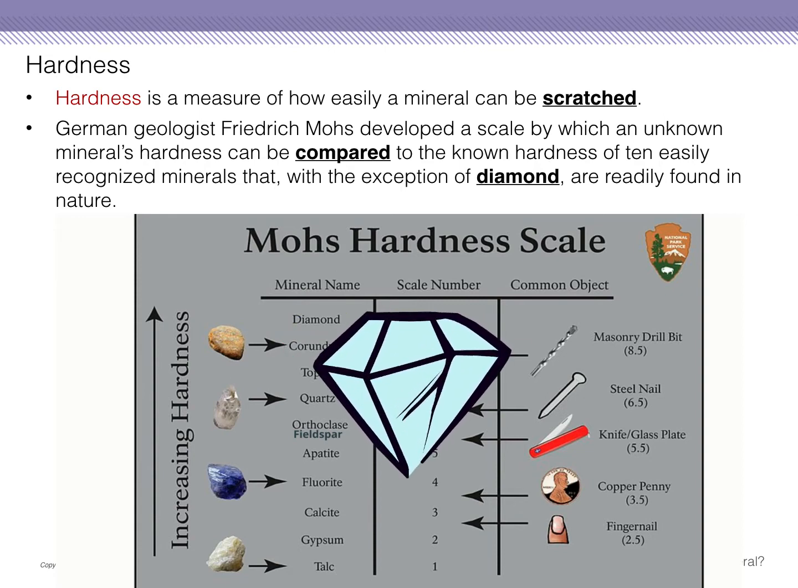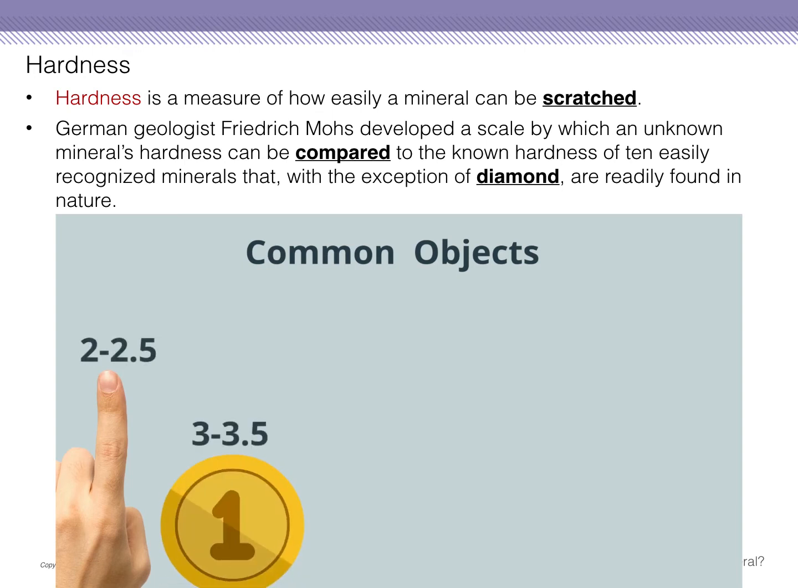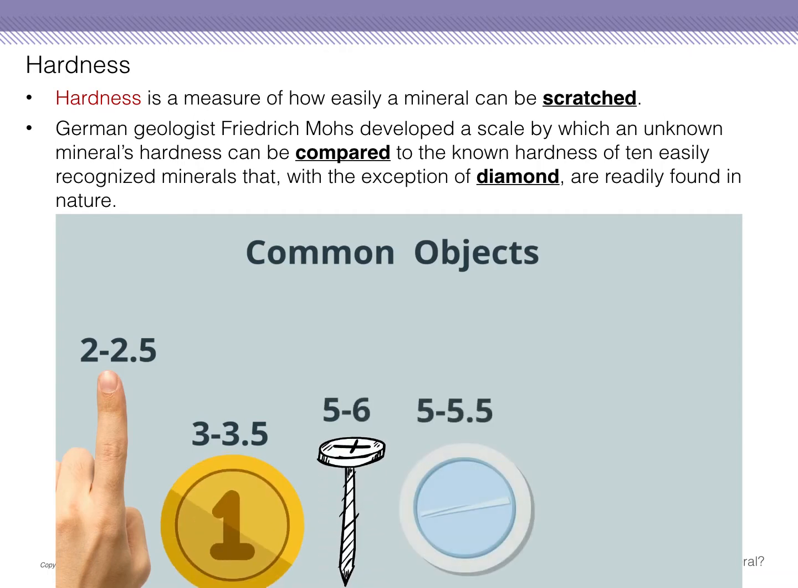You can also use common household items to test for hardness. For example, a fingernail has a hardness of around 2 to 2.25. A penny is between 3 and 3.5. A nail, 5 or 6. A piece of glass, 5 or 5.5. A streak plate, around 6. And a piece of quartz, around 7.